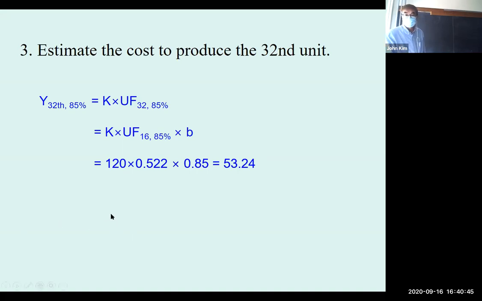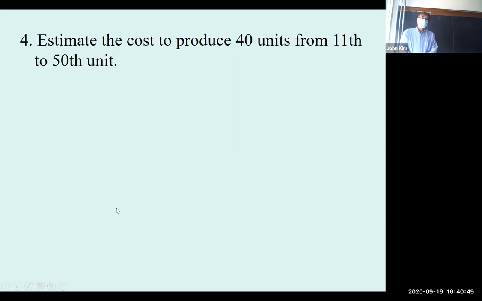Okay, now estimate the cost to produce 40 units from the 11th to the 50th. So this one looks like an area like this, from 11 to 50. So this area is 40 units.